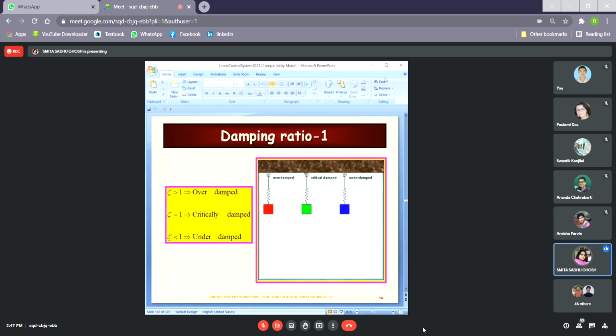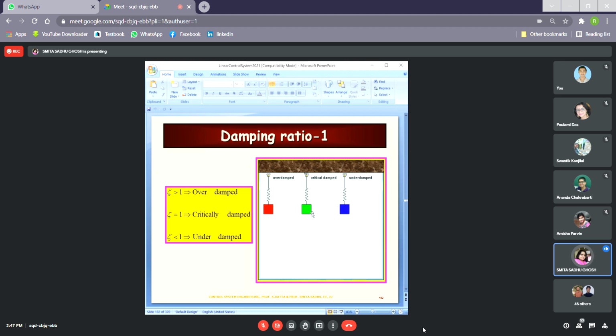Right, so I hope it's visible again. Here you can see three masses: the red one, the green one, and the blue one. On top, there are three terms written: overdamped, critically damped, and underdamped. What the animation would have shown you is that in the overdamped case, if a force is applied such that the mass is pulled down and then left, it would gradually go back to the original position and stay there.